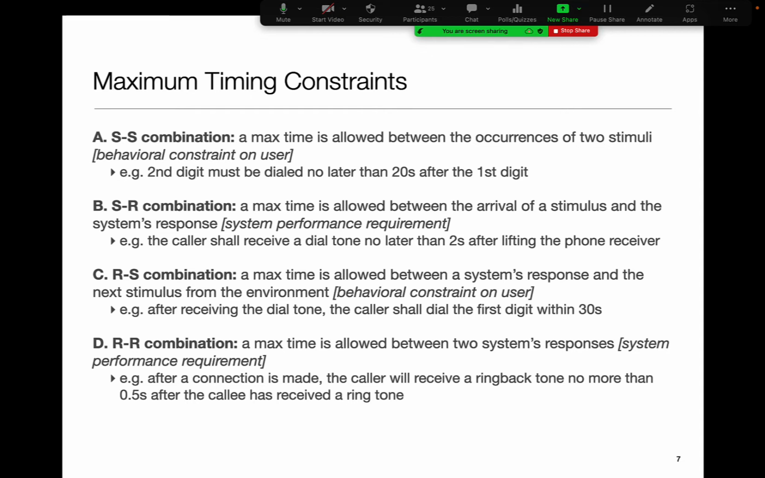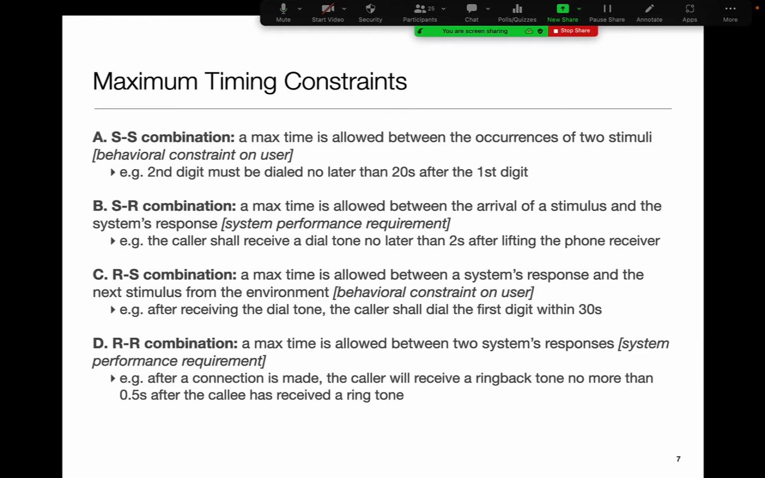The stimulus constraint is basically saying that the occurrences of two stimuli to the system must not exceed a certain time. For example, let's say we are designing a telephone system, or some sort of keypad, and we say the second digit must be pressed or dialed no later than 20 seconds after the first digit. In the old days, telephone systems were a running example of systems with hard real-time constraints, and a lot of these protocols were designed with a human user in mind.